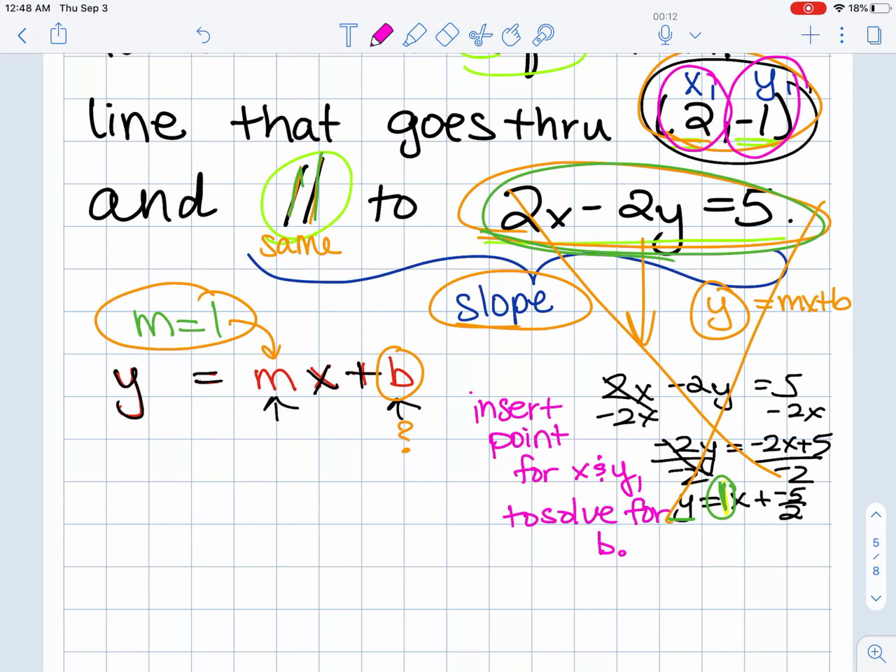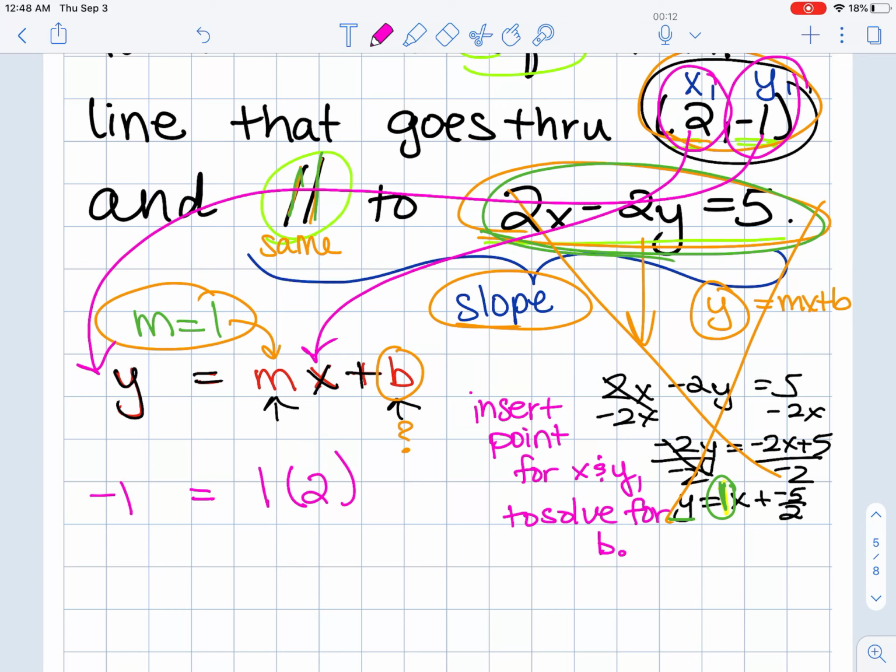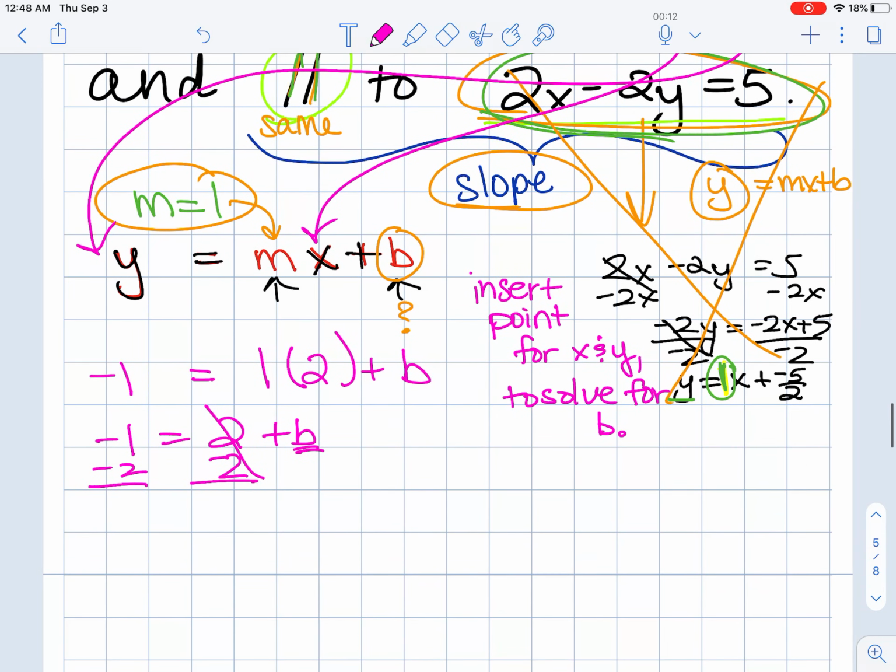So here we go. Here's y, here's x, and there's m. So we go y is negative 1 equals m, which is 1 times x, which is 2, plus b. Now we solve for b. So we simplify 2 times 1 is just 2, and now we're going to get b by itself. Subtract the 2 from both sides, and we're left with b equals negative 3.